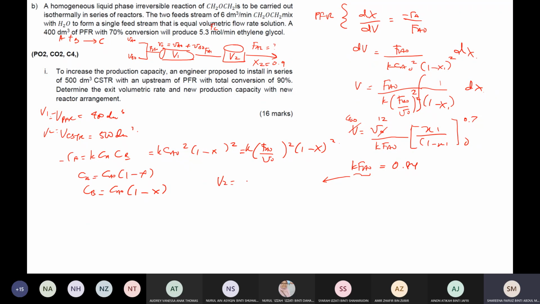V2 is equal to, remember, V2 has to be subtracted with this. Alright, which is FA1 minus FA2 over, remember at the second reactor, so it should be negative RA2. So here we put back FA1 minus FA2. Okay, still the same, this is KCA CB.